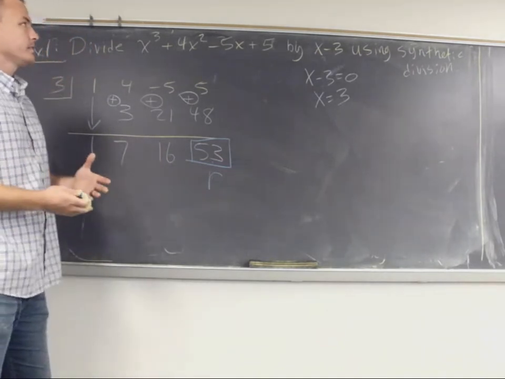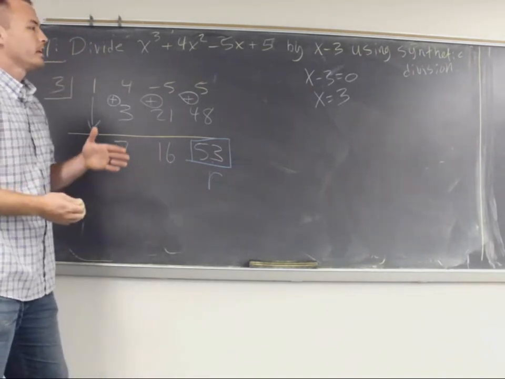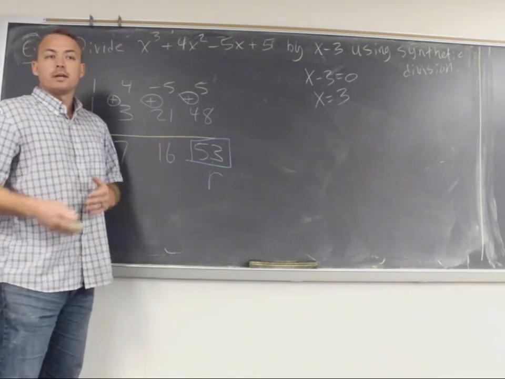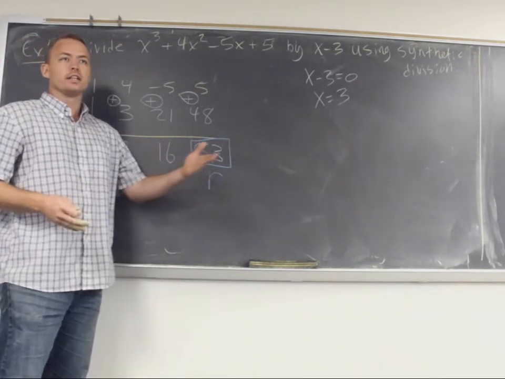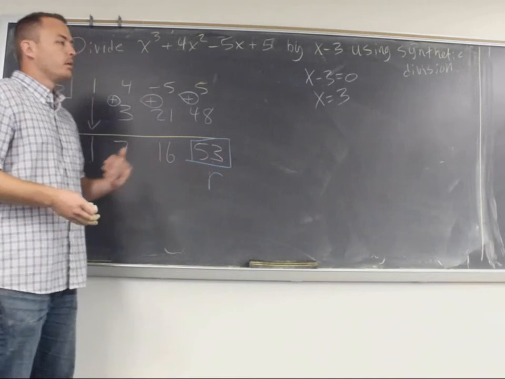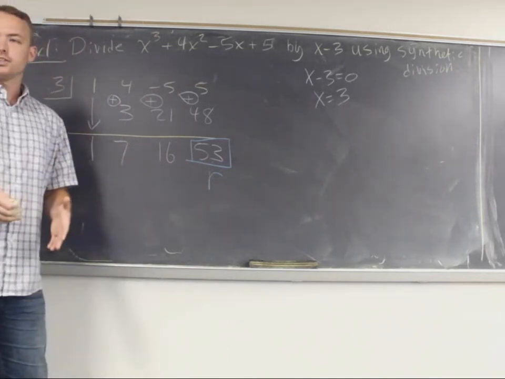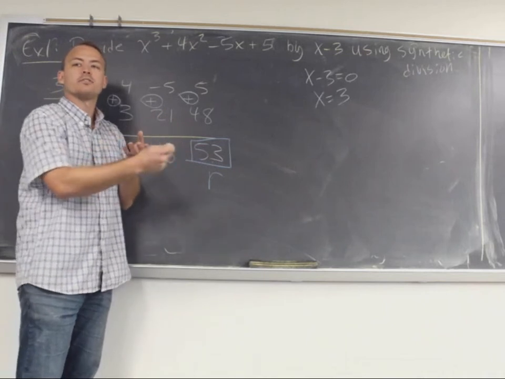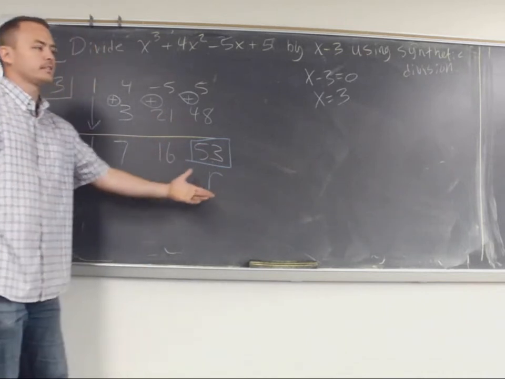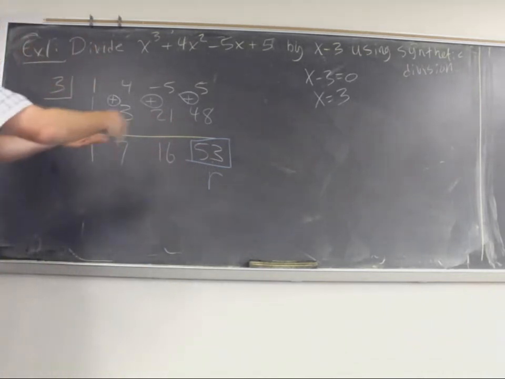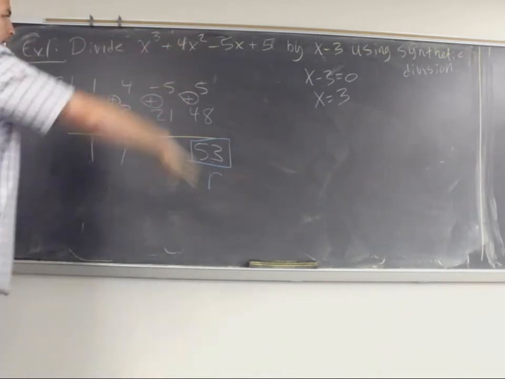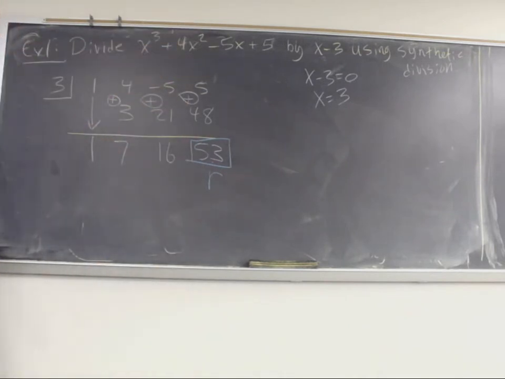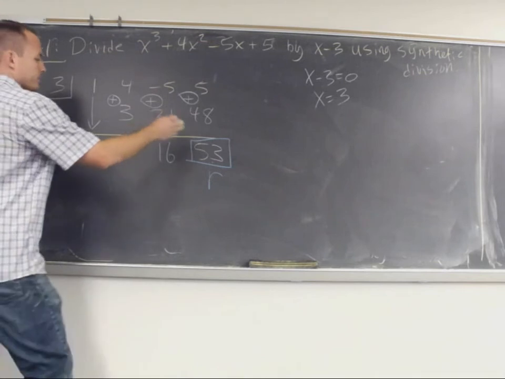And so what that means in simple terms is, say we did 4 divided by 2, the answer is 2. There's nothing left over. But if we did 5 divided by 2, that gets us 2.5. So we got the 2 and we had 0.5 left over. That's basically what this is saying. We had 53 divided by x minus 3 left over. All right. So that's our remainder.